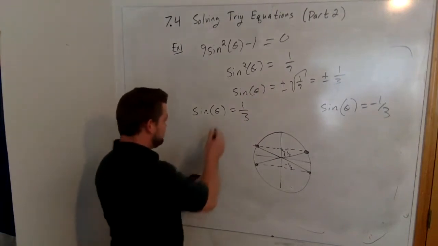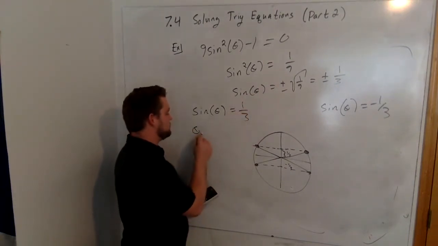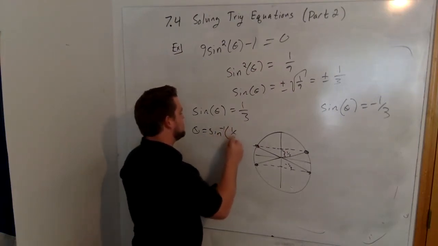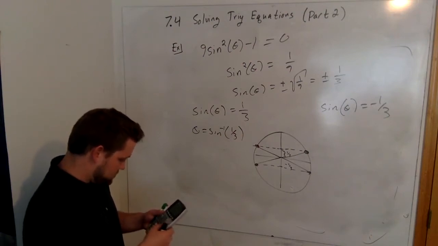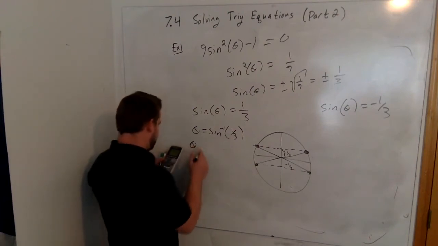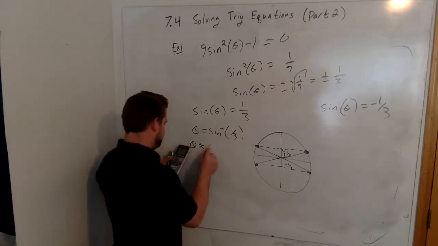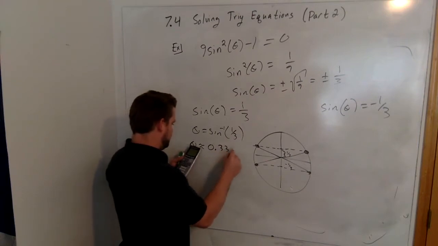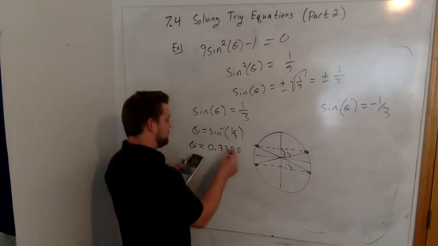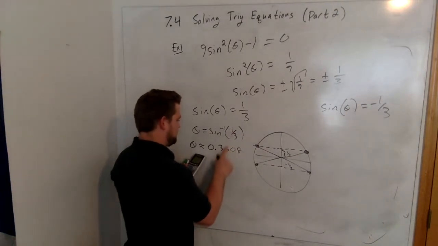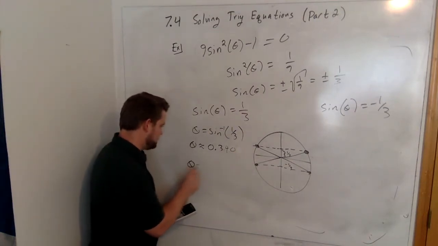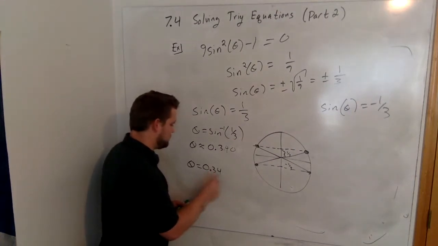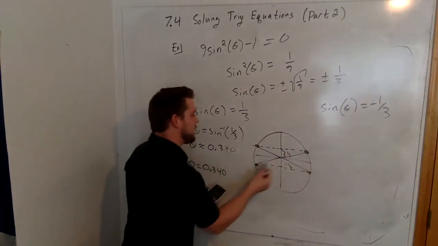So we'll need to do sine inverse of 1/3. Okay, so let's do sine inverse of 1/3. So I'm getting that theta is going to be roughly, if I'm rounding to 3 decimal places, 0.340. So theta could be equal to 0.340. Okay, and now we can just add pi to jump back and forth between these locations.